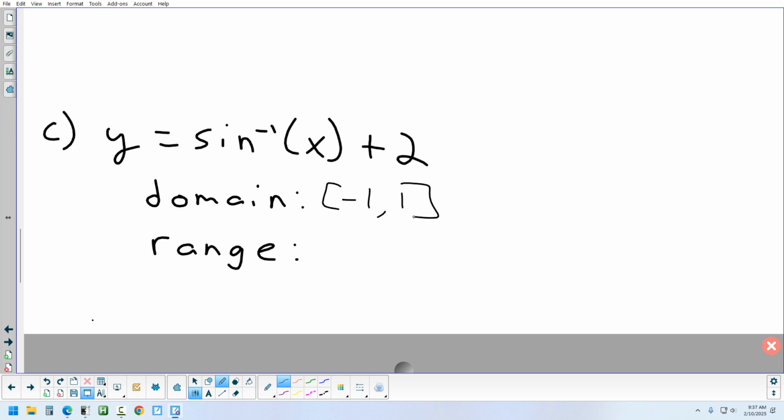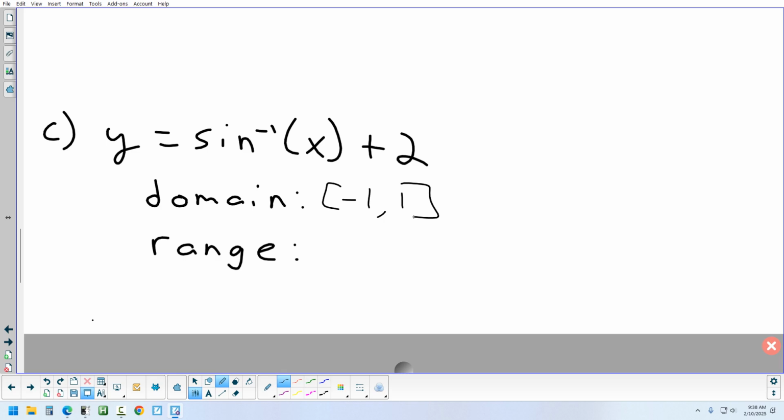Now let's think about the range. What is the range of inverse sine? It's from what to what? Yeah. It's from negative pi over 2 to pi over 2. And what are we doing to the range? Or what are we doing in the whole graph? Plus 2. Plus 2, which does what? Shifts it up 2.